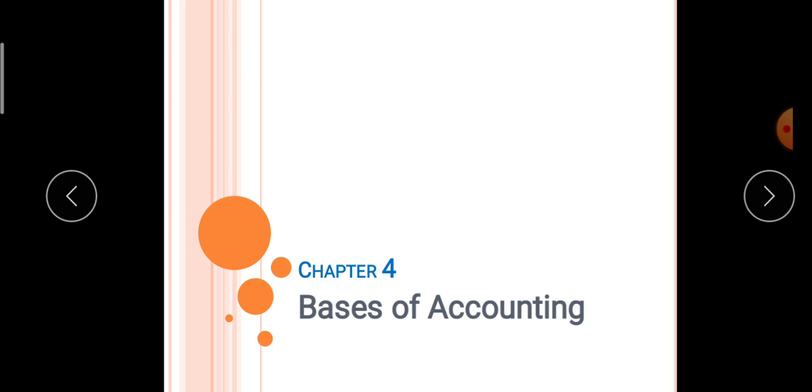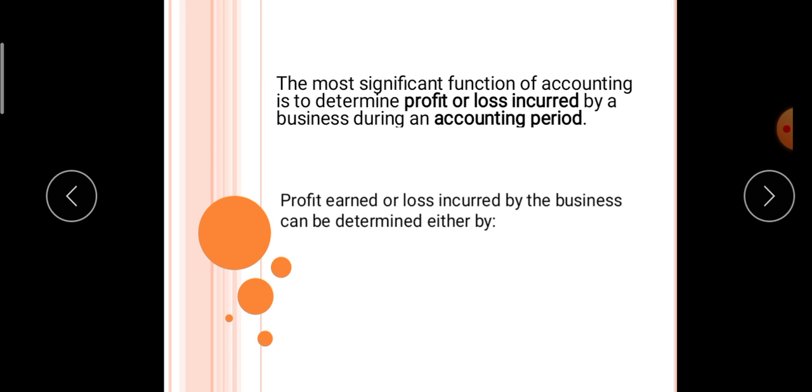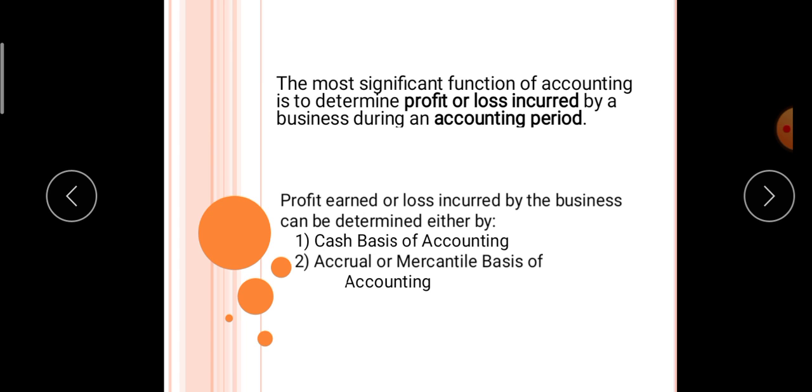Good morning. Today we are going to start chapter 4 of our book. The name of the chapter is Basis of Accounting. Now, one of the most important functions of accounting is to determine the profit or loss incurred during the year. That can be determined using two methods. One is cash basis of accounting and the second one is accrual basis or mercantile basis of accounting.